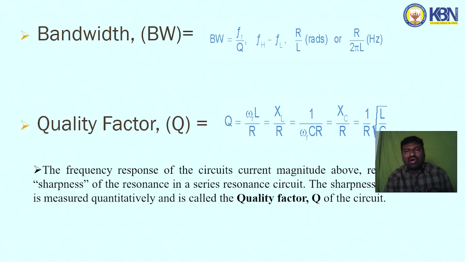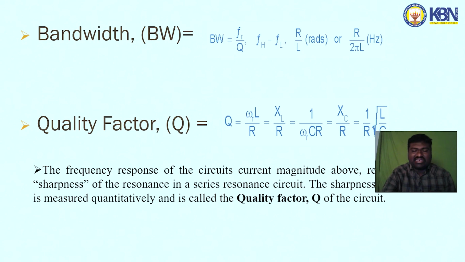Bandwidth equals R by 2 pi L, that means in the frequency range in kilohertz. Along with quality factor Q equal to omega L by R, that means XL by R, which equals 1 by omega RC. Finally, quality factor Q equals 1 by R root L by C. In frequency response circuits, the current magnitude above or below resonance relates to the sharpness of the resonance in a series resonant circuit. The sharpness of resonance is measured quantitatively, and is called the quality factor.